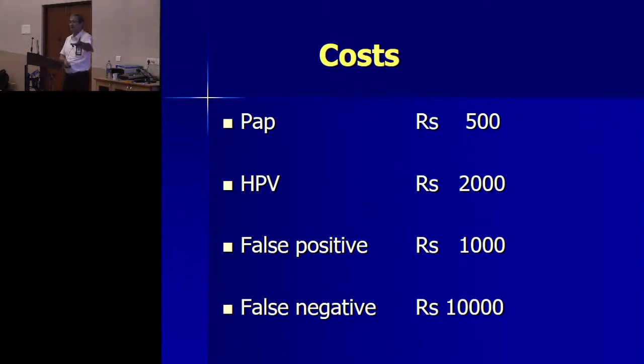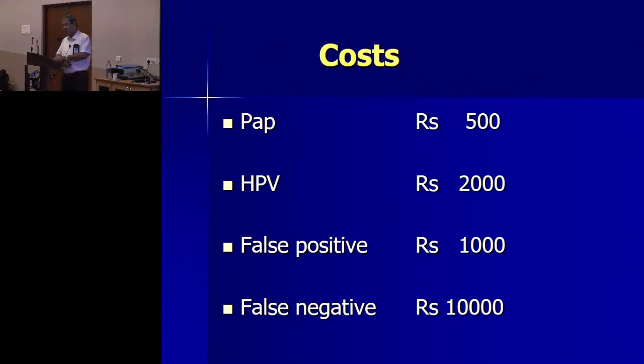You may catch the person after a few years, since they've got a long window period. Nothing very much is going to happen if you don't catch the disease today. You can catch it 1 year later, 3 years later, 5 years later. So anyway, I just put this arbitrarily at 10,000 rupees. So let's run the math. Who wants to do the math?